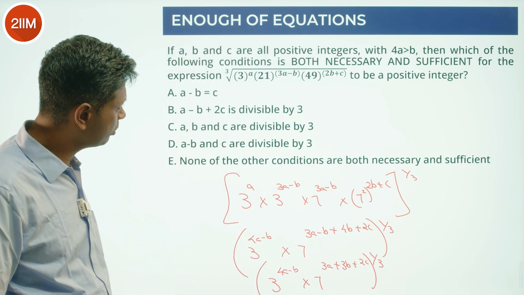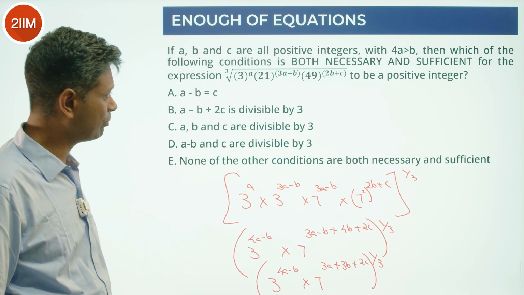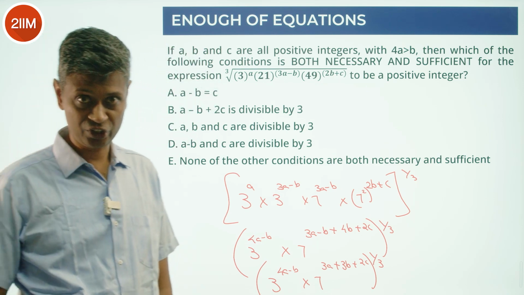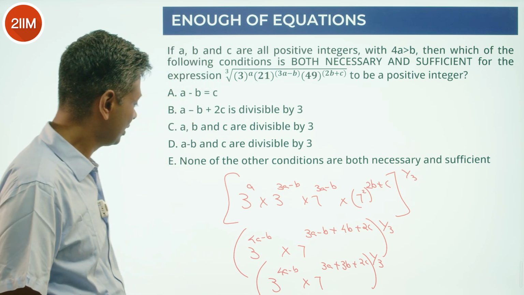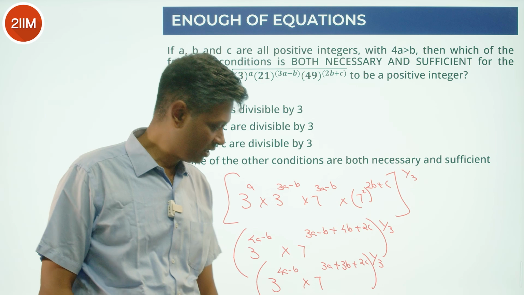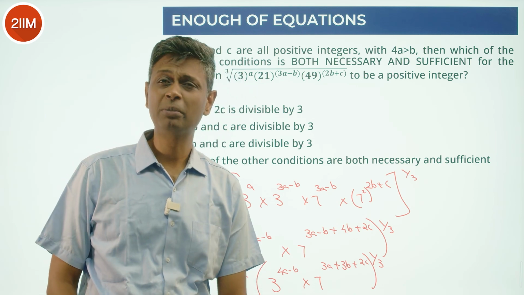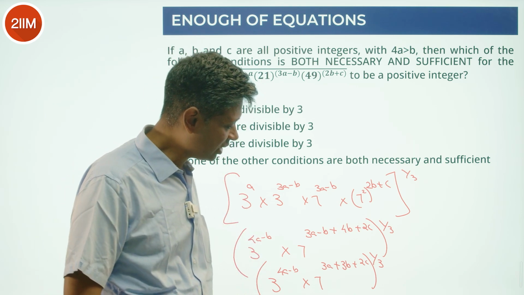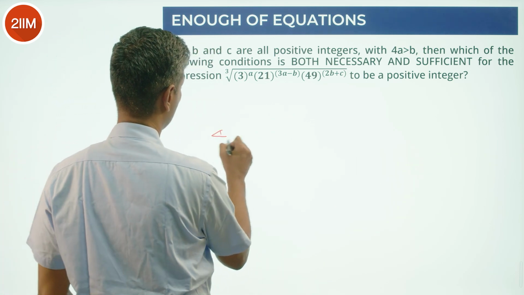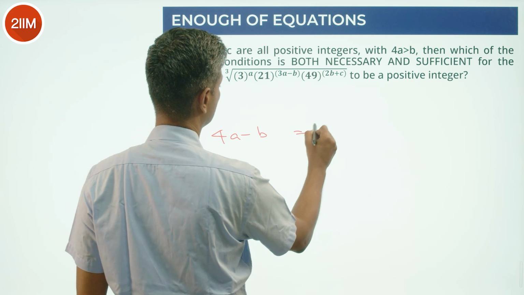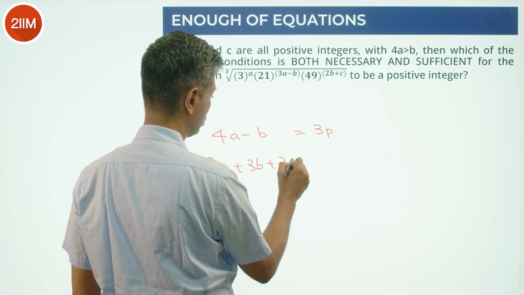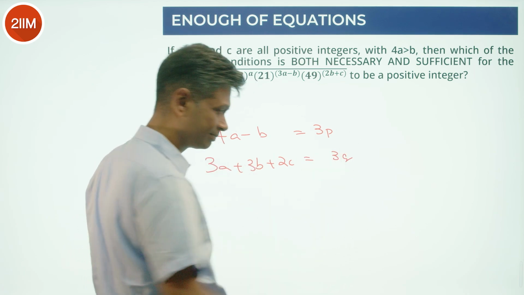2b plus c, 4b plus 2c minus b, yeah, all good. Right. This has to be a positive integer, which means this should be an integer, this should be an integer, which means 4a minus b should be a multiple of 3, and 3a plus 3b plus 2c should be a multiple of 3. Nice.